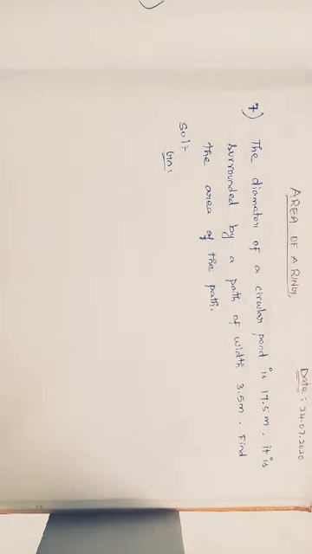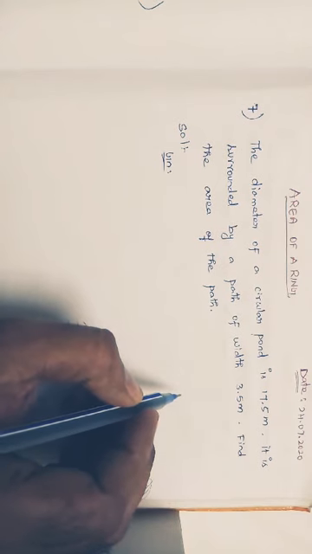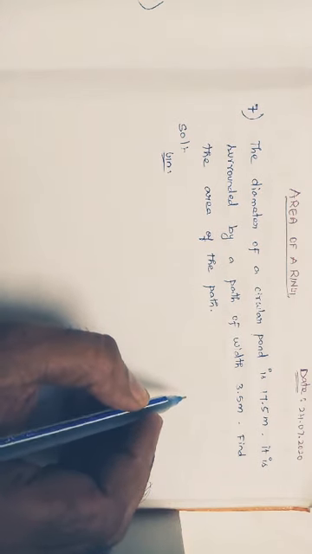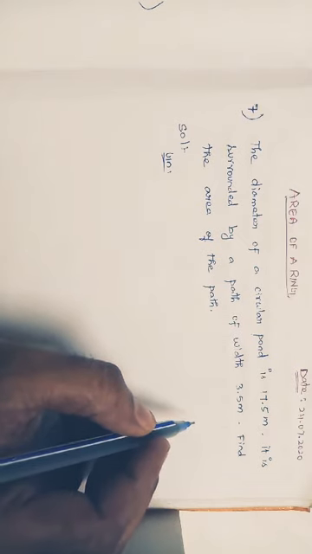That is nothing but the difference between the area of the bigger circle minus the area of the smaller circle. Capital R is nothing but the radius of the bigger circle and small r is the radius of the small circle. So what is the formula? Pi R square minus pi small r square.